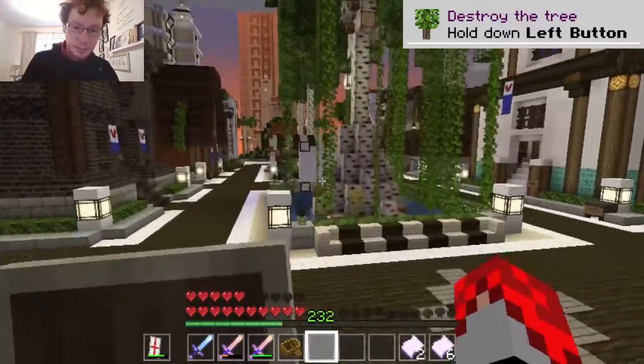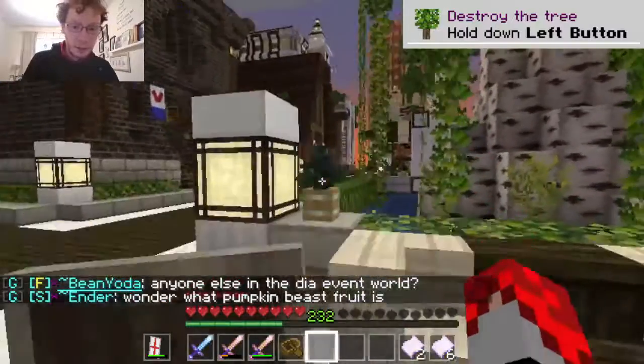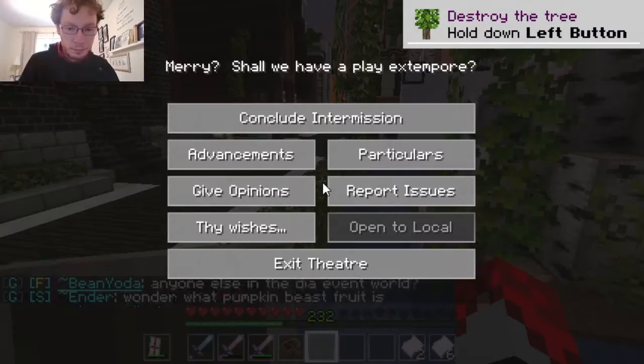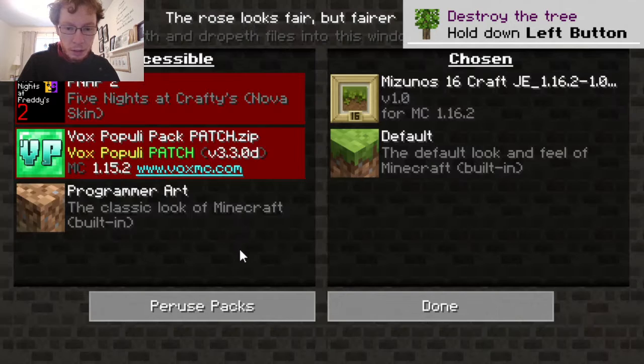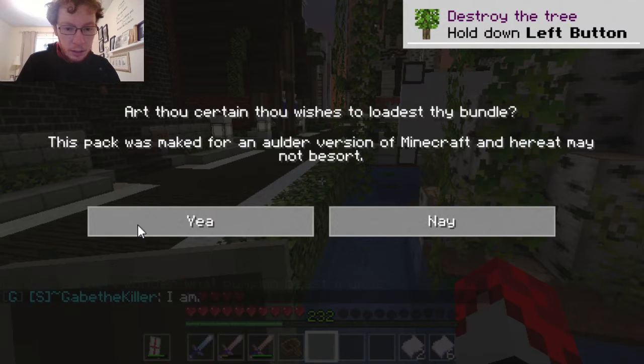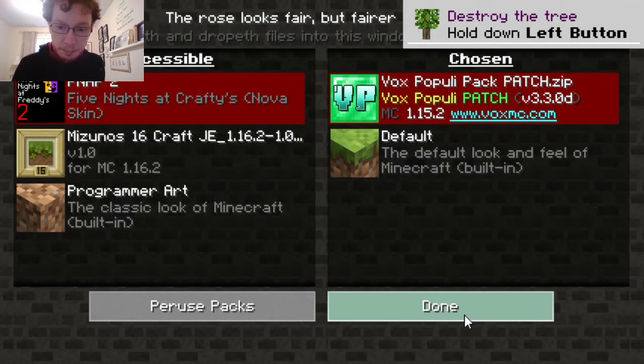Yes, the event is back, and if you're wondering why I'm not using the server texture pack, well, I'll show you. Yes, I know it's been updated, but that's the one I found on the site.